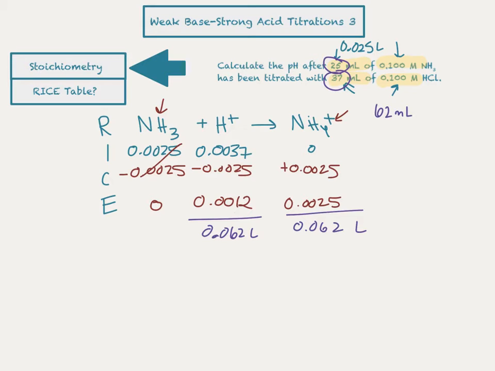which means that my hydrogen ion concentration will be 0.0194. I'll just keep one extra sig fig, and 0.0025 divided by 0.062, 0.040 molarity for our ammonium ion.